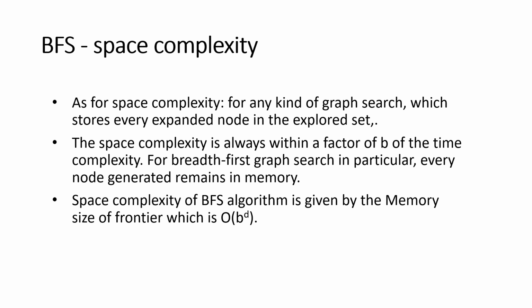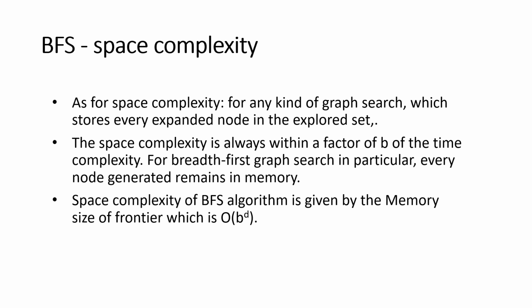Then at depth d, the frontier contains all nodes at the deepest level, and the number of nodes we can say is b to the power d. So the space complexity of BFS we can write as big O of b to the power d, where b is the branching factor and d is the depth of the shallowest solution. We know that BFS must remember all nodes at the current level while generating the next level. So this causes exponential growth in memory usage.